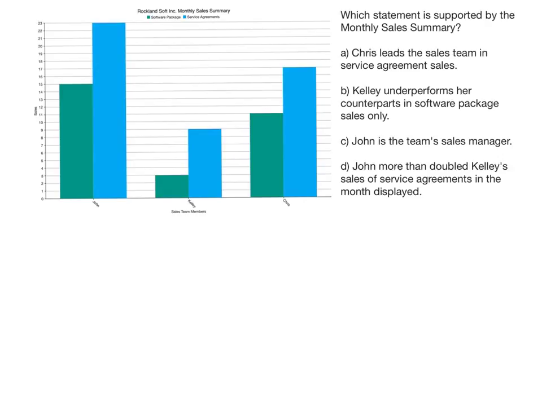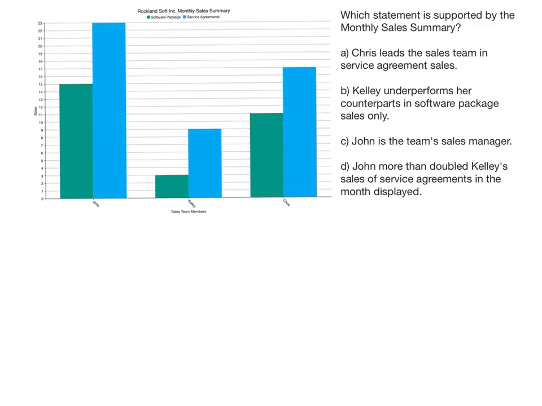Just based upon this chart, there can be tons of questions you can generate, but I've generated just one to get us going. The question is, which statement is supported by the monthly sales summary? The first statement is, Chris leads the sales team in service agreements. Blue is service agreements, and we go down here, it's Chris. Does he lead the team? No, he does not. He leads one of the team members, but he doesn't lead the whole team because this team member here is the leader.